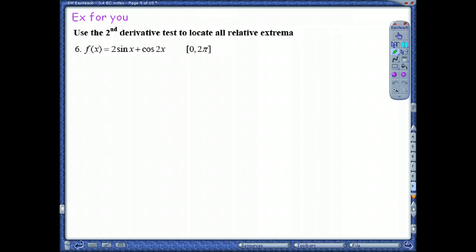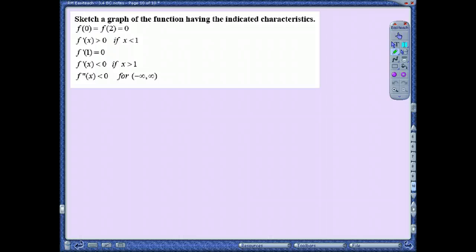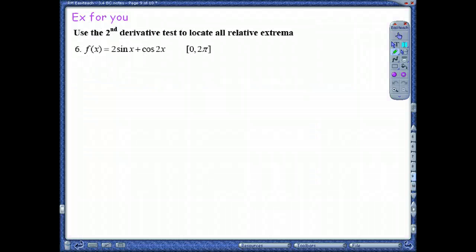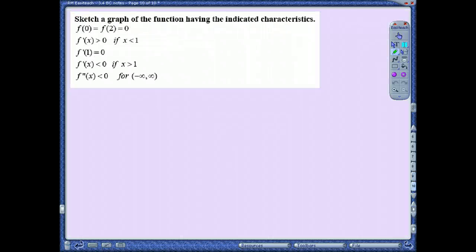You've got 2 more examples to do here. So try them. Whoops, not that one. So you've got 1 example to do. The rest of your notes, just to give you an example here, you can look at this. This is where they give you information. You have to come up with a possible sketch that matches the information. Just kind of look over the information.